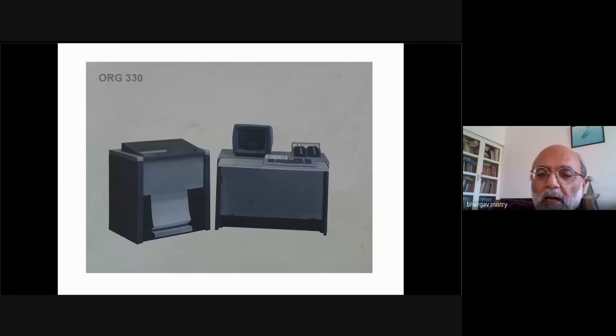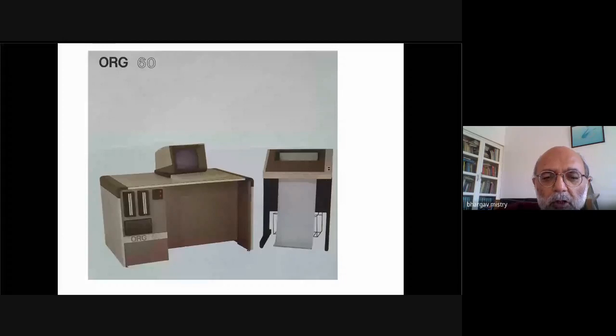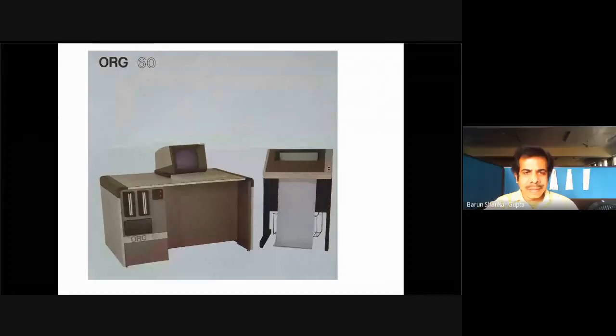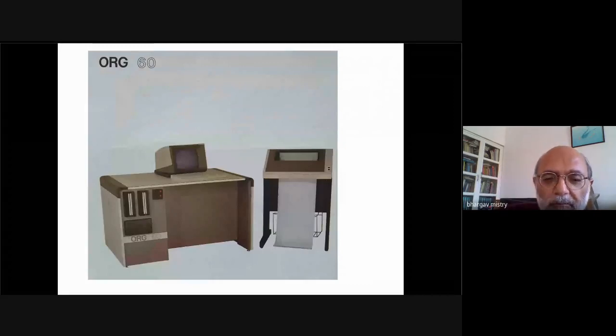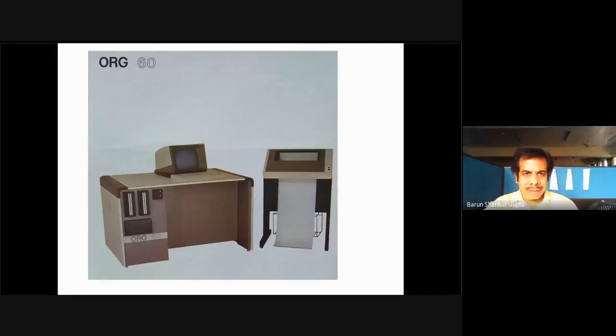And we did this. And believe me, even molding this was quite a pain. So I'll see those designs. Now look at this ORG-60. Do you see the difference in the VDU, the CRT? Yes, we can see. It's much more slanted. It has straightened up. Do you see the keyboard? That slant has gone. Right.